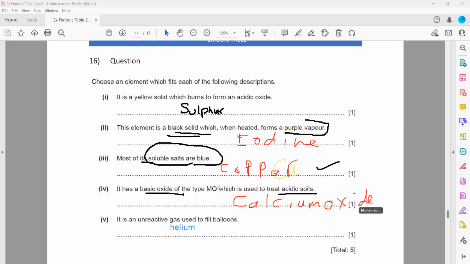So calcium is the answer. Calcium oxide is used for the treatment of acidic soil. But we have to mention just the name of the element, not the compound. So you don't have to mention calcium oxide, you just have to mention calcium. And it is an unreactive gas which is used to fill balloons. That is helium. So these three only you have to know. These two parts are omitted from the syllabus: you will not learn about treatment of acidic soil, nor the appearance of sulfur.